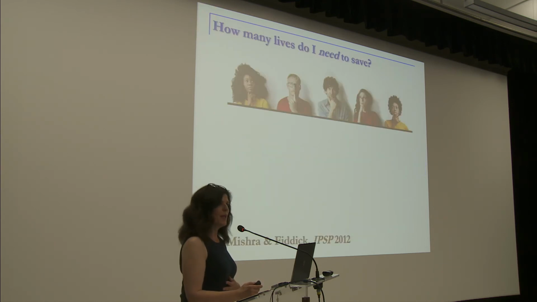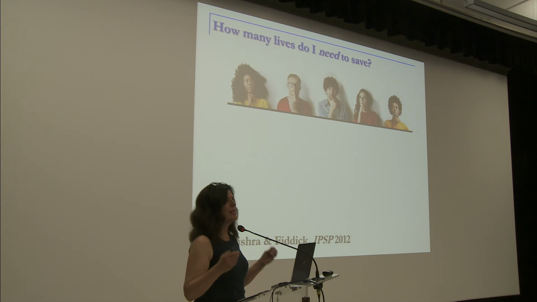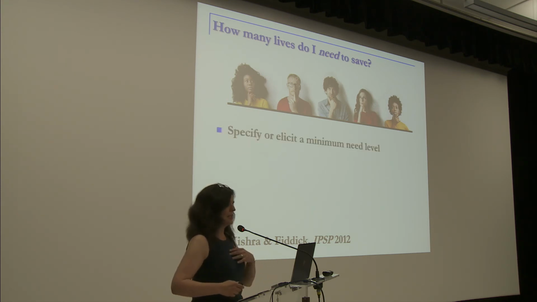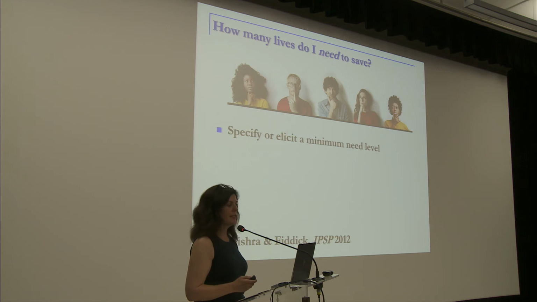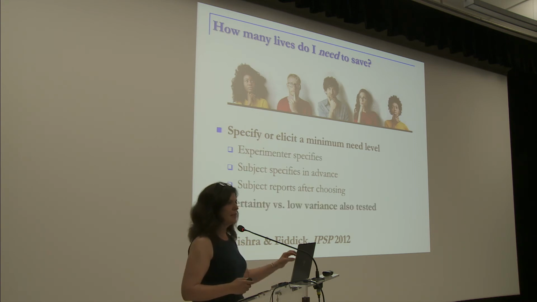So let's apply this to humans for a second. These people have to decide for the disease problem, how many lives do I really need to save? What is my minimum number of lives that I feel I need to save? Sandeep Mishra and Larry Fiddick did this. As an experimenter, you can either specify or elicit a minimum need level, or you can have the subject report it after they've already made a choice. And they also tested certainty versus low variance, which doesn't matter.